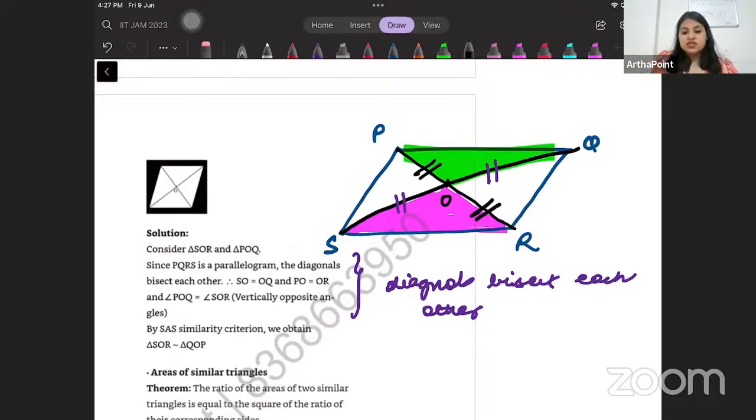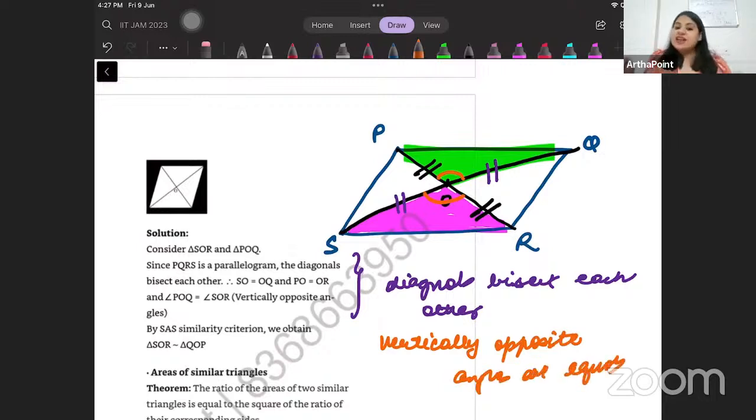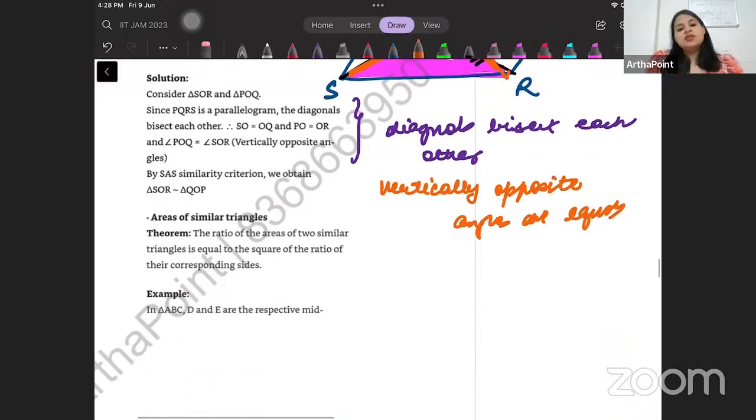So opposite sides, we know, right? And we know that the vertically opposite angles are also equal in a parallelogram. So POQ should be equal to SOR. Please write down, vertically opposite angles are equal. So diagonals bisect each other. Vertically opposite angles are equal to each other. So by SAS criteria, side, angle, side criteria, the two triangles will be similar.